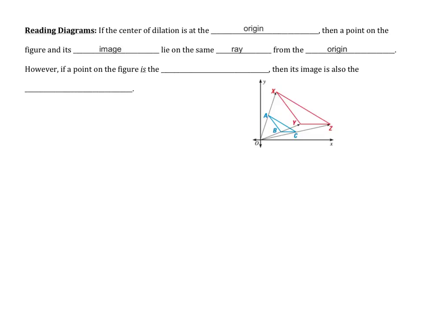However, if a point on the figure is the origin, then its image is also the origin, since you would not be able to draw a ray to that image from the origin.